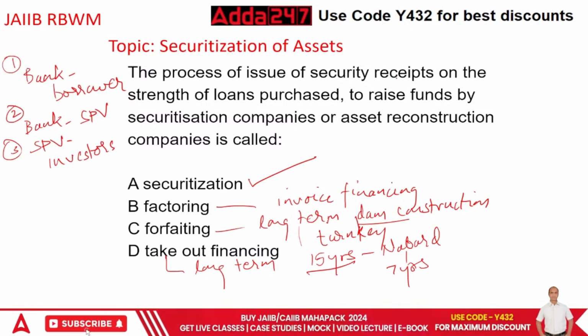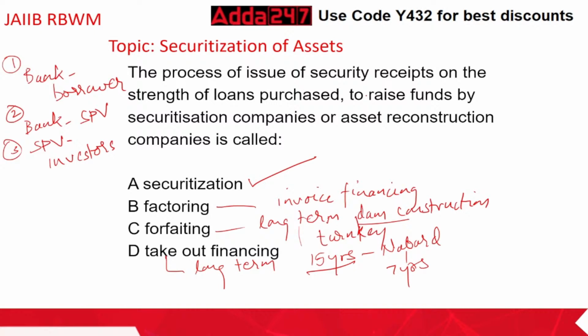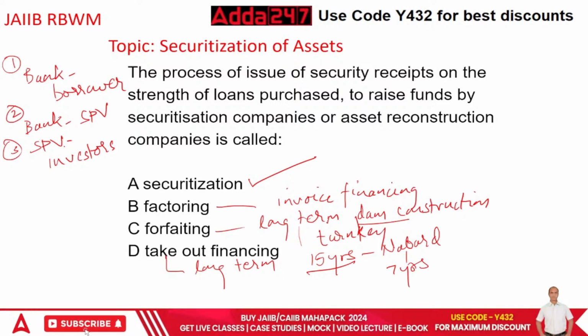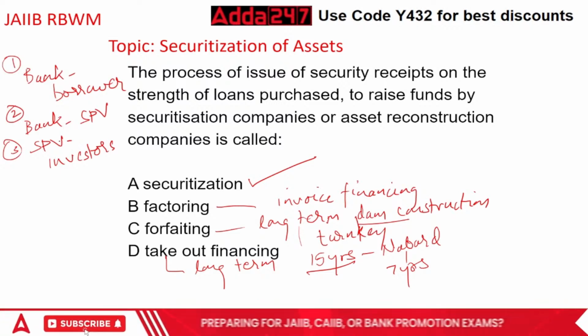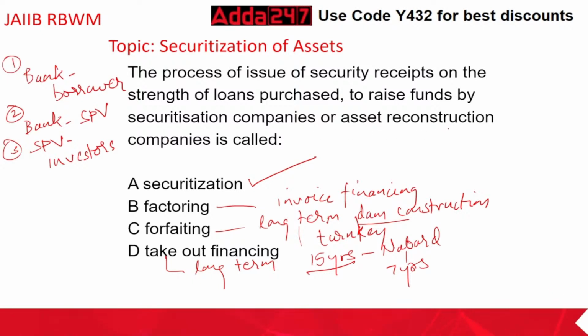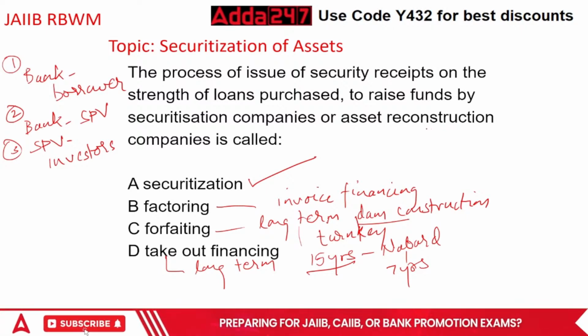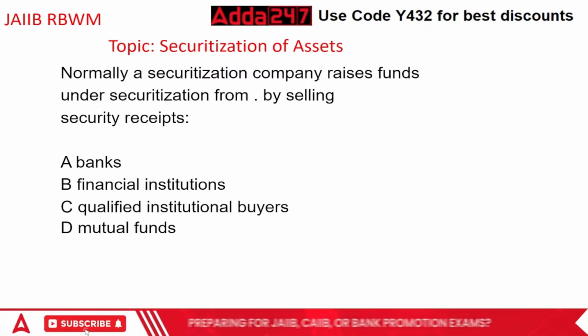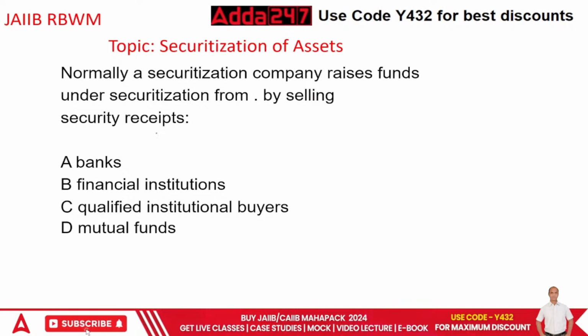So the statement says: security receipts issued on the strength of the loans purchased, to raise funds by securitization companies or ARCs. So SPV means a securitization company or ARC, an asset reconstruction company. Got this point, everyone? Clear? Move on. Normally a securitization company raises funds under securitization by selling security receipts.